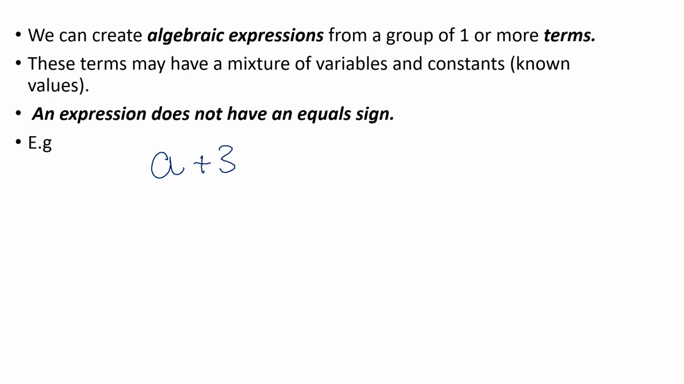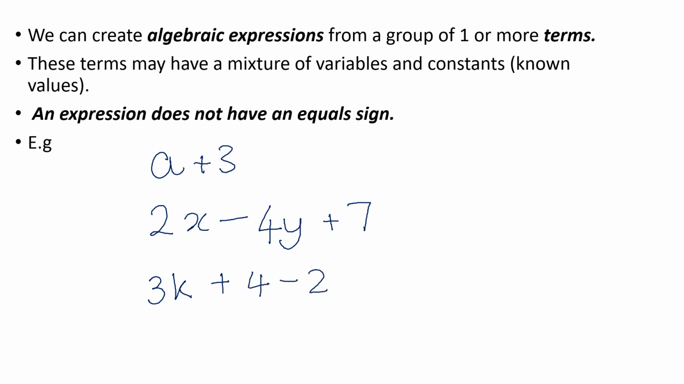Another example might be 2x, so 2 lots of x, subtract 4y, so that's 4 lots of y, plus 7, where 7 is a constant. We have another example of 3k plus 4 minus 2j. And note that our constants, so our known numbers, and our variables can come in any order in our expression.